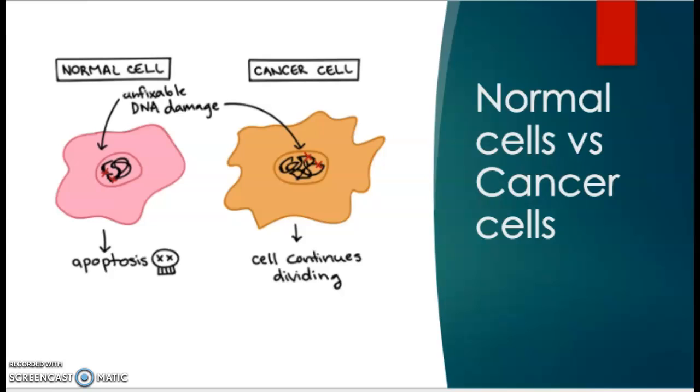And in the cancer cell illustration, cancer cells can't trigger apoptosis. So when cell death should occur because of unfixable damaged DNA, this causes the cell to continue to divide.